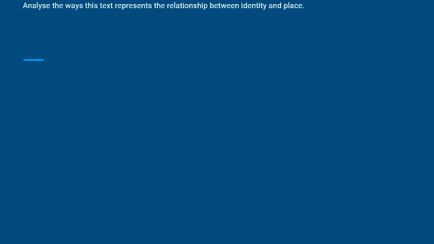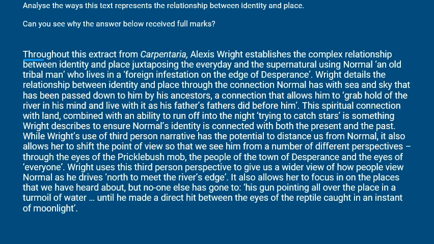So then, when we look at the ways this text represents the relationship between identity and place, can you now identify, or can you see why this answer below received full marks? Throughout this extract from Carpentaria, Alexis Wright establishes the complex relationship between identity and place, juxtaposing the everyday and the supernatural, using Normal, an old tribal man who lives in a foreign infestation on the edge of Desperance. Wright details the relationship between identity and place through the connection Normal has with sea and sky that has been passed down to him by his ancestors.